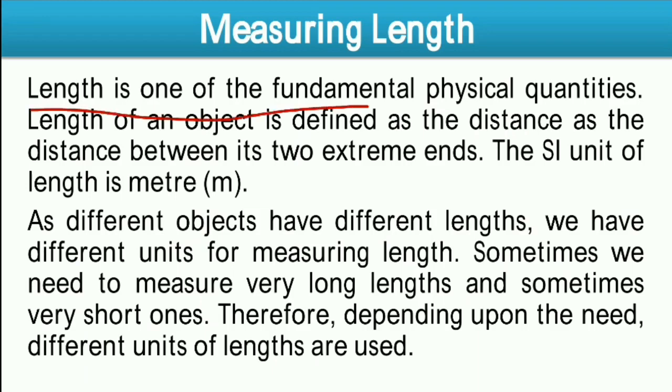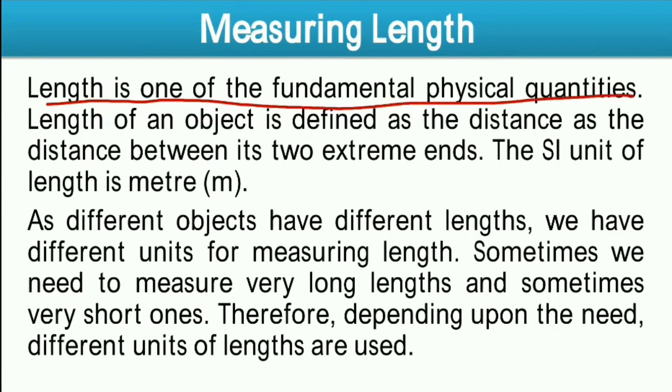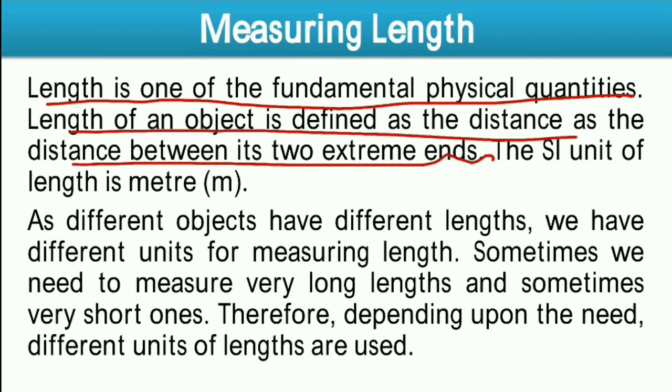Length is one of the fundamental physical quantities. We have learned in the previous sessions that there are 7 physical quantities and length is one of them. Length of an object is defined as the distance between two extreme ends. If I ask what is the length of your mobile, you will just find out the distance of the extreme points, the end points. So the length of any object is the distance between the extreme points.